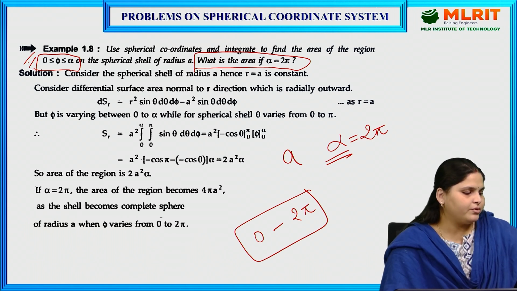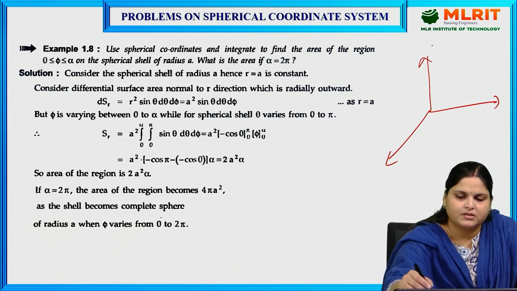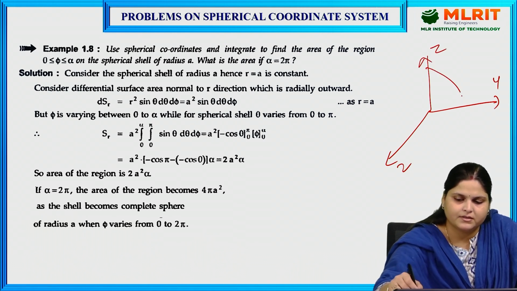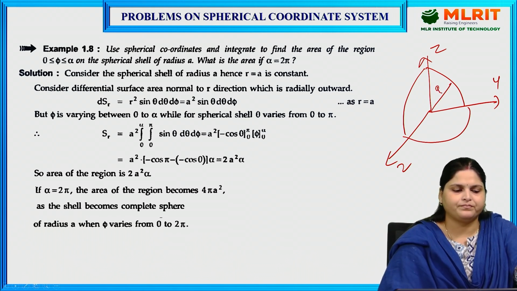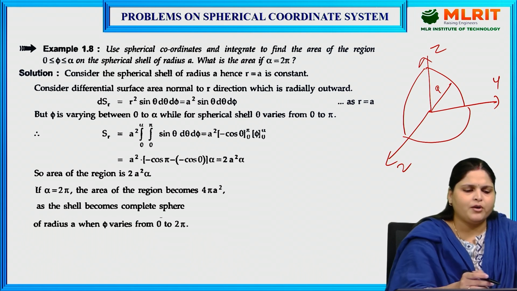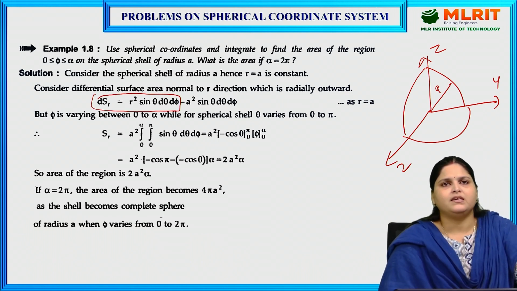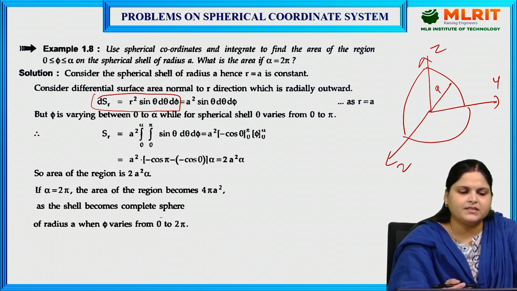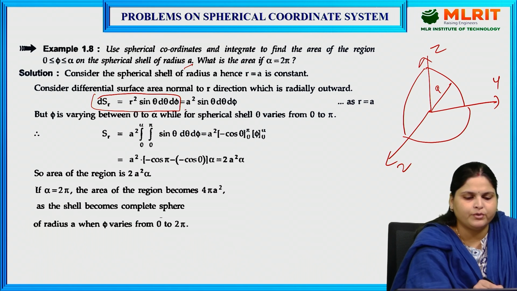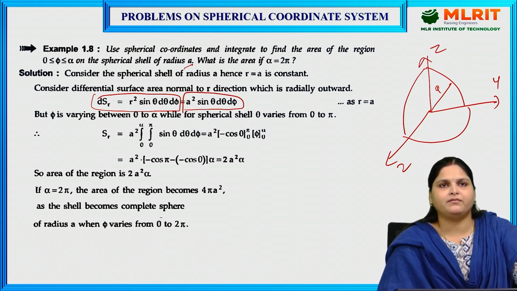Okay, so let's draw the diagram for our convenience. This is z, this is y, this is x, and this is the radius, which is given as a. Now, the formula for the r constant surface element is r square sine theta d phi d theta. R is given as a, so directly we can put a in place of r. So this will become a square sine theta d phi d theta.